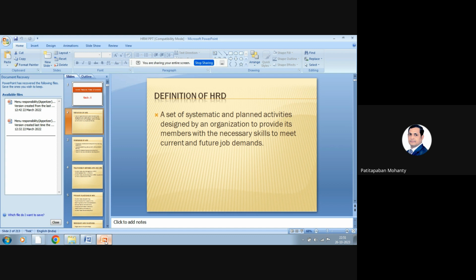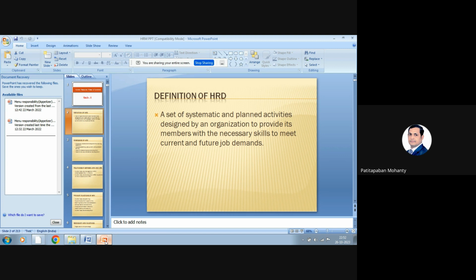Machine, materials and men are the three important resources that every company, organization and corporate house nowadays highly prioritizes. Human resource is the resource which you always require to get the desired results. So the definition of human resource planning or development is a systematic planning process, an organized set of activities designed to provide the members with the necessary knowledge and skills, so that your current and future jobs can be performed.